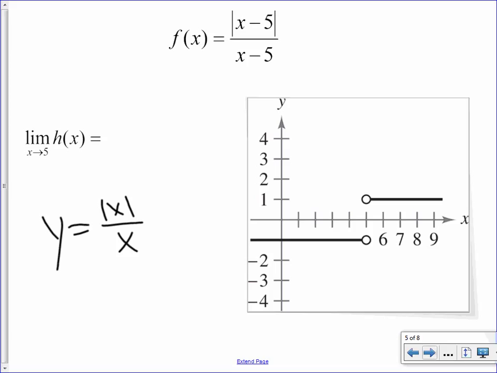Yeah. This minus 5 in each just makes it shift to the right 5. Okay? So if you didn't write it down the first time, you may want to write down what this graph looks like. X divided by x, we get 1. X divided by negative x, we get negative 1. Okay?